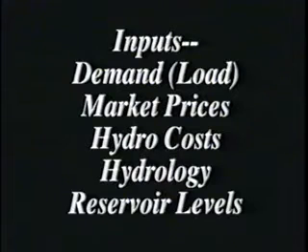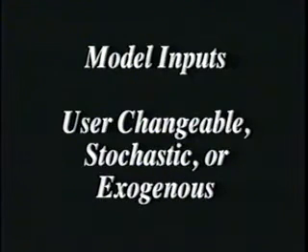Inputs to the model are demand, which is another way of describing customer load, market prices for replacement energy, the cost of producing electricity from hydro sources, hydrology or the amount of water available to produce hydropower, and reservoir levels which allow us to calibrate hydropower production as reservoir head rises and falls. The model permits the user to change any of these input values according to scenarios of interest, and inputs could be generated stochastically to incorporate uncertainties about the market or weather.